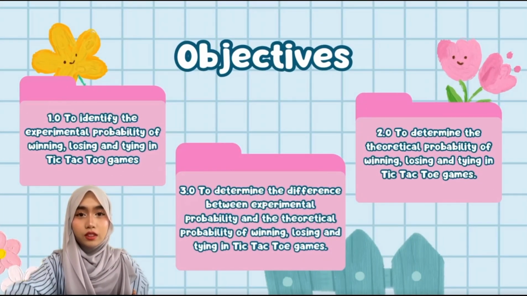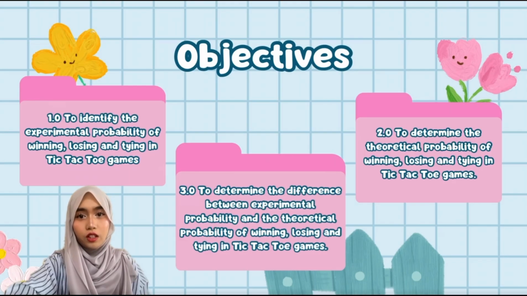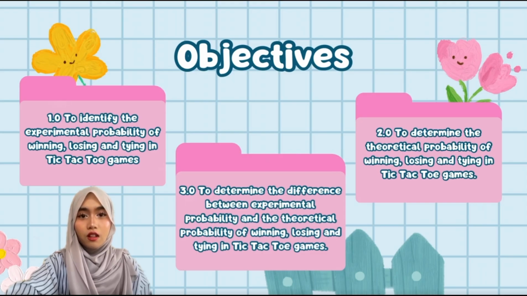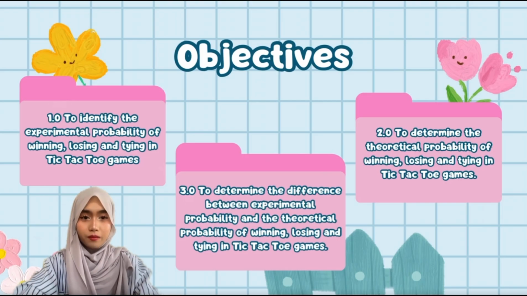First of all, our objective is to identify the experimental probability of winning, losing, and tying in the tic-tac-toe game. Secondly, to determine the theoretical probability of winning, losing, and tying in the tic-tac-toe game. Lastly, to determine the difference between the experimental probability and the theoretical probability of winning, losing, and tying in the tic-tac-toe game.